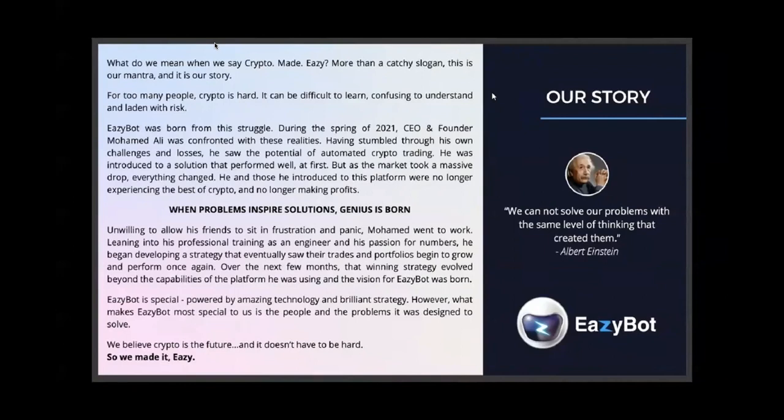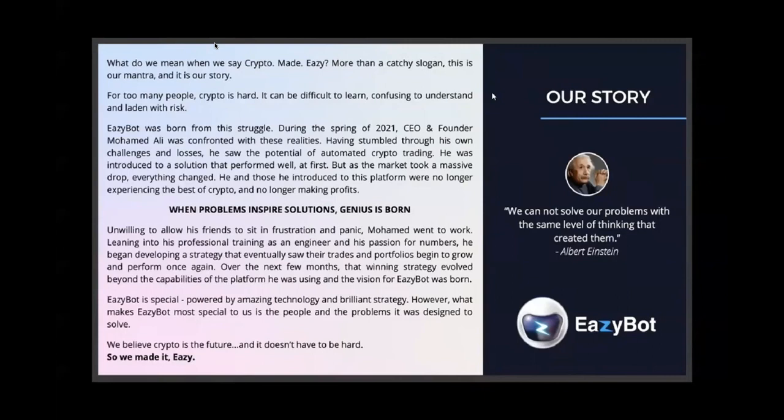You see, for too many people, cryptocurrency is hard. It can be difficult to learn, confusing to understand. It's laden with risk. We've seen a lot of that happen in the markets here lately. Now, EazyBot was born from this kind of a struggle. You see, during the spring of last year in 2021, our CEO and founder, Muhammad Ali, was confronted with these kinds of realities. He stumbled through his own challenges, had some losses, and then he saw the potential of automated cryptocurrency trading.